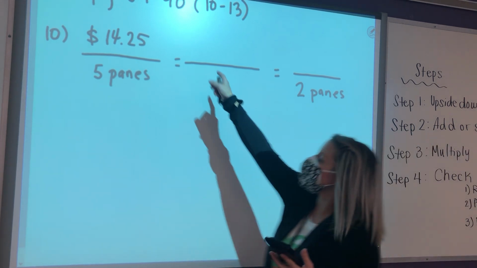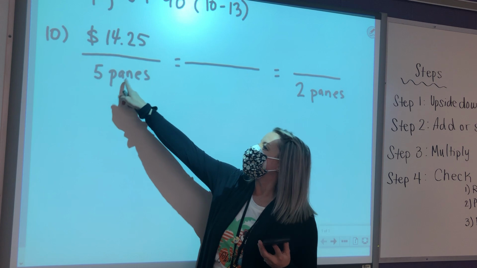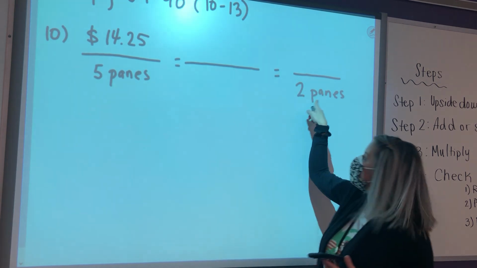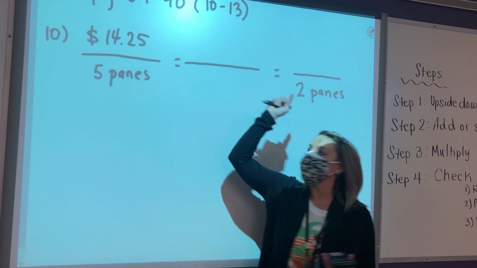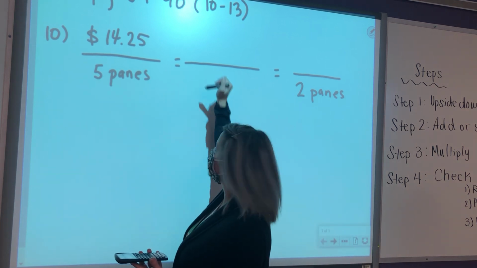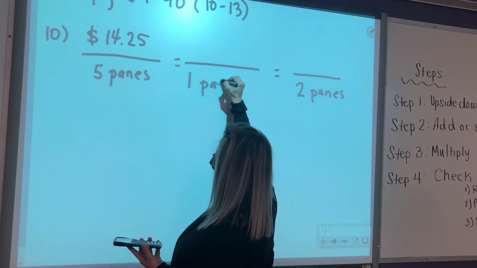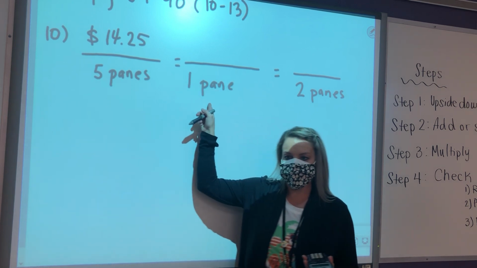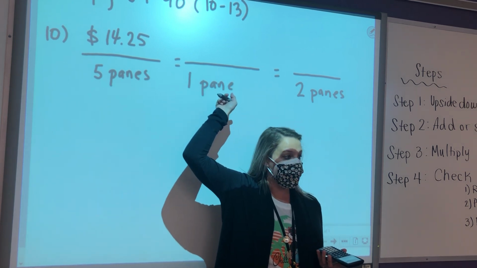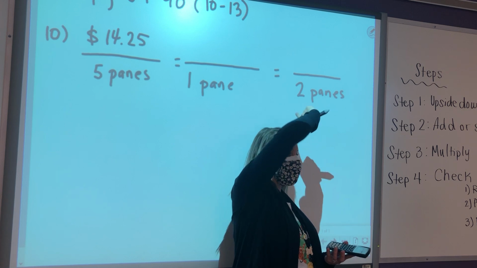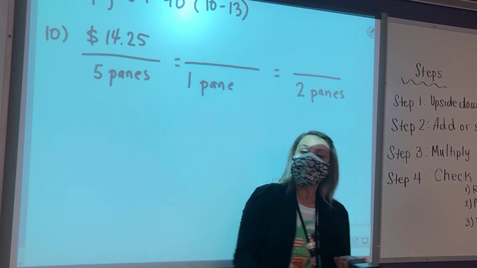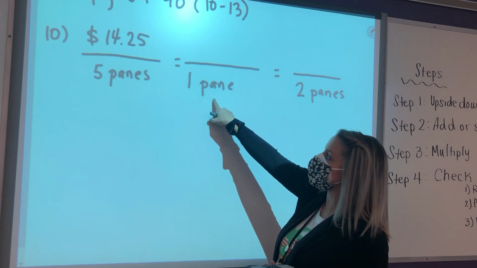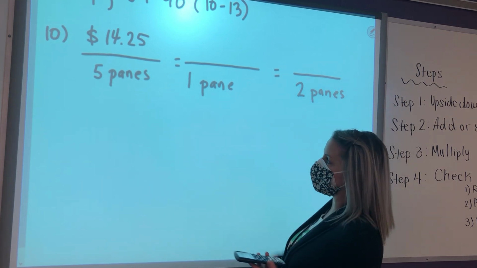All right, so we don't want 5 panes. We want to get to 2 panes. Are 5 panes and 2 panes compatible numbers? No. So we have to stop at 1 pane. Like I said, this is your home base. If you can get back here, you can go anywhere. You can get 2 panes, you can get 10 panes, you can get 25 panes. So getting back to our unit rate helps us to get anywhere we need to go.